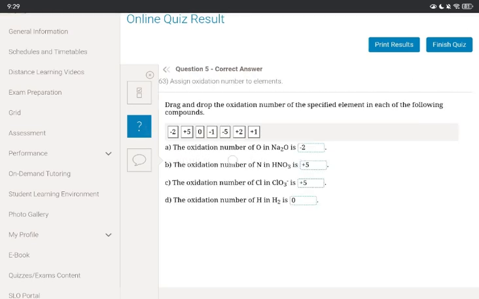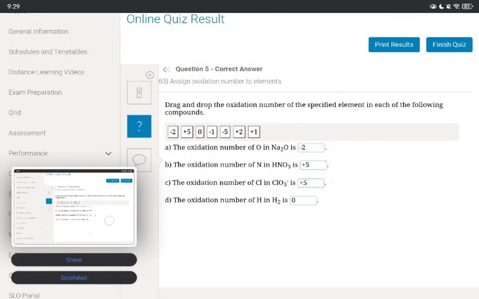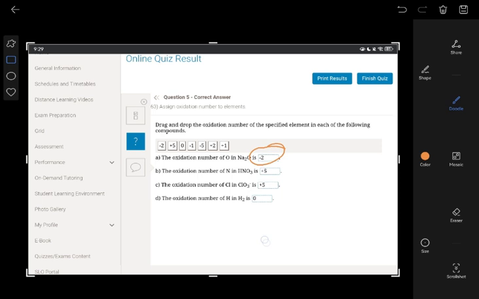Oxidation number of O in Na2O. So this part you memorize again. O, unless with fluoride or with a peroxide, is always going to be -2.